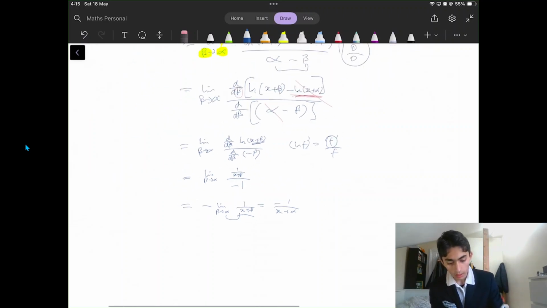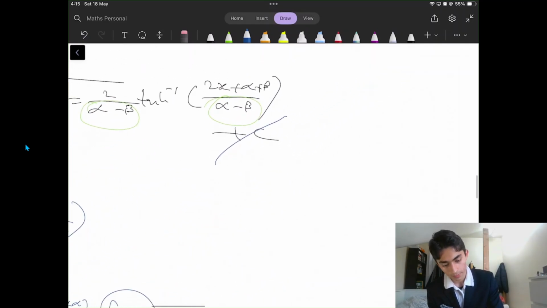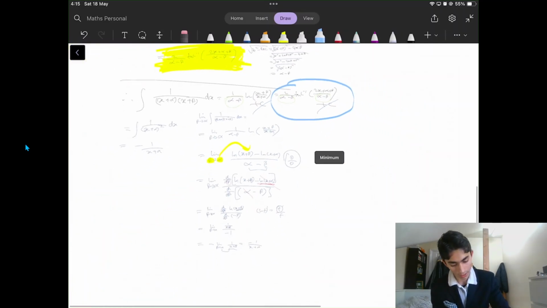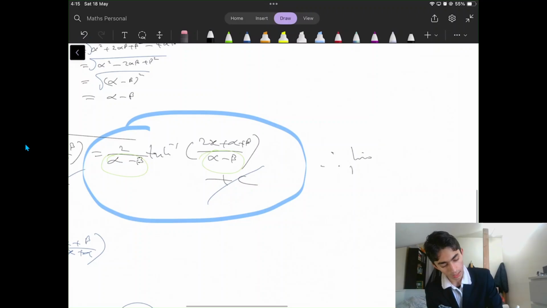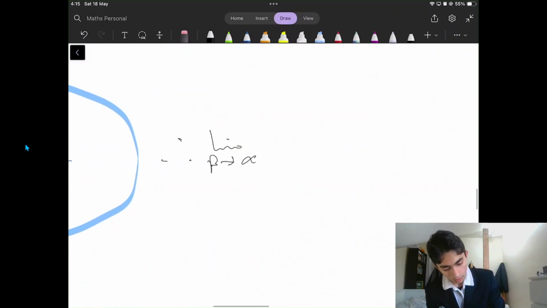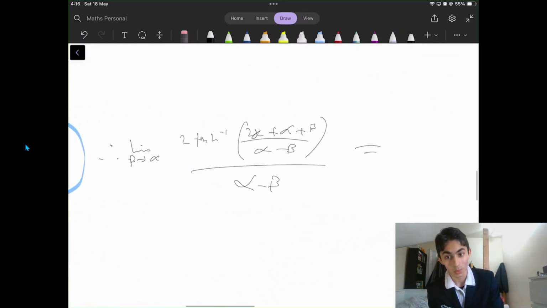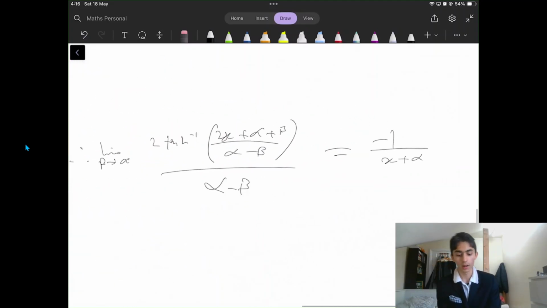And therefore we can conclude, less obviously, that the limit of the hyperbolic inverse tan version is also negative 1 over x plus alpha, right? So we can write here that the limit, as beta approaches alpha, of 2 hyperbolic inverse tan of 2x plus alpha plus beta over alpha minus beta, all over alpha minus beta, is simply, beautifully so, equal to negative 1 over x plus alpha. Right, how beautiful is that?